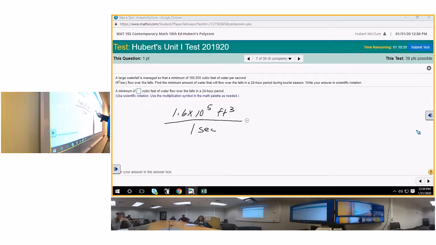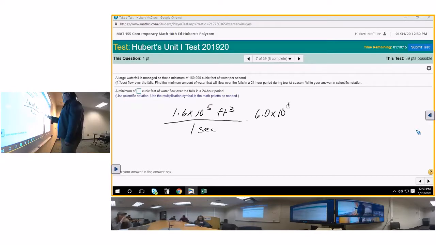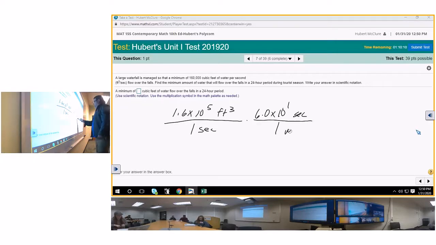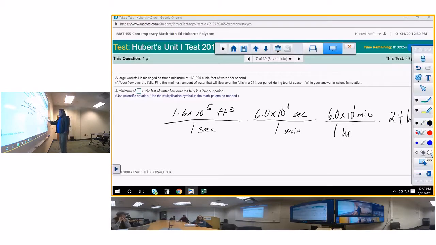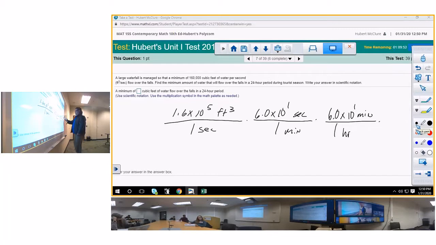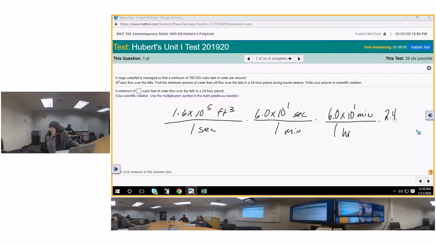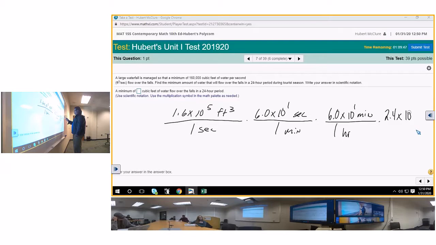Okay, there is 6.0 times 10 to the 1st seconds in 1 minute? And 6.0 times 10 to the 1st minutes in 1 hour? And 24 hours, I'm going to change that to 2.4. Right over there. 2.4 times 10.